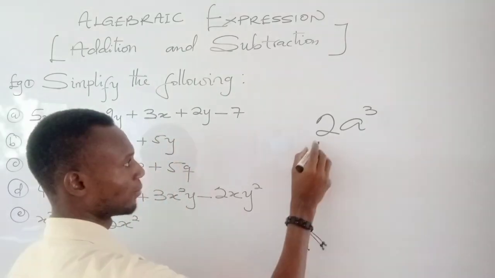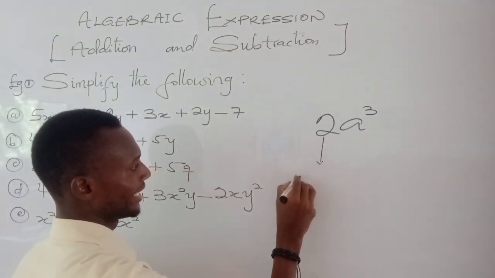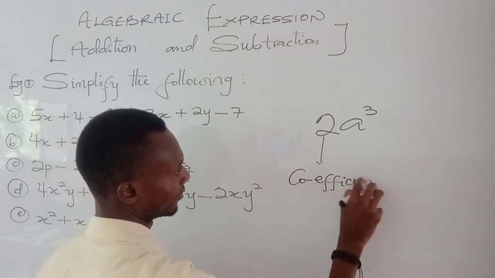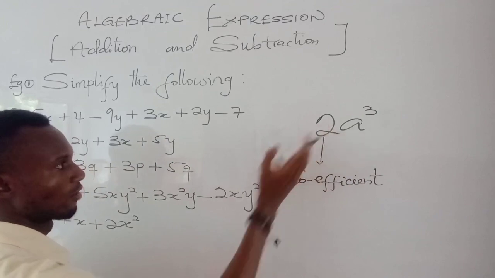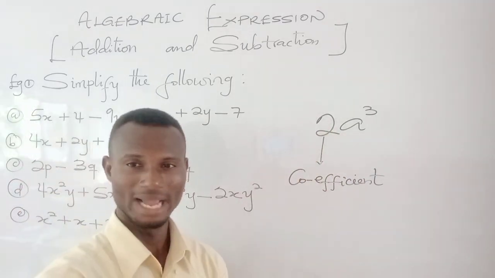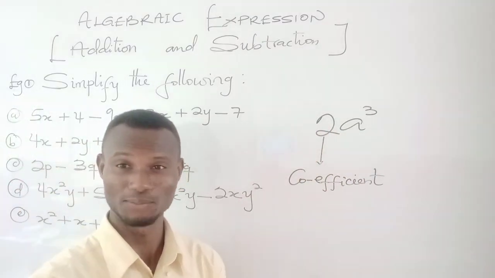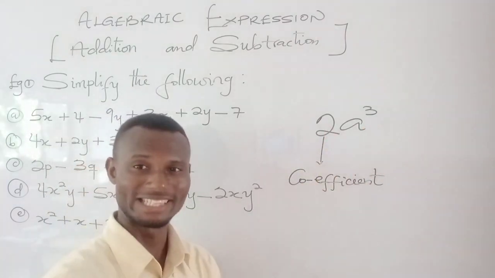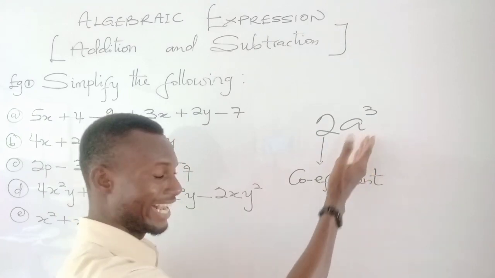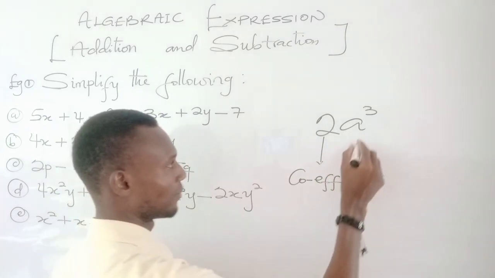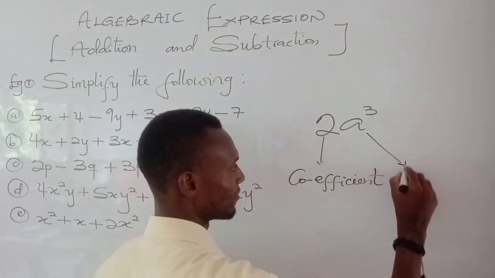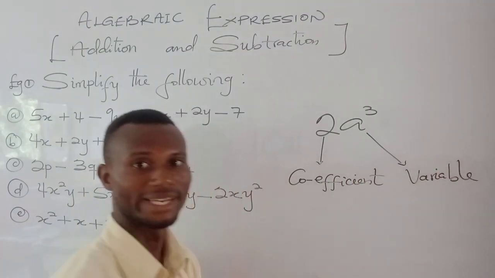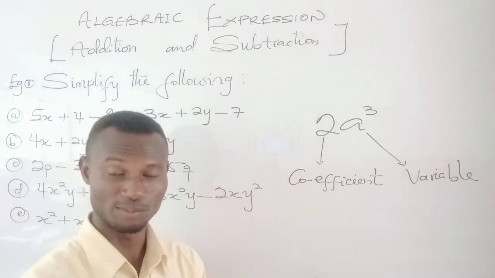Okay, so let me write it on the board. So this 2 is the coefficient of the variable a. I hope you understand and you agree with me up to this point. Now, this a is the variable that I've been mentioning all along. So the a is our variable. Okay, so I'm going to label it as the variable. I hope you understand up to this point.